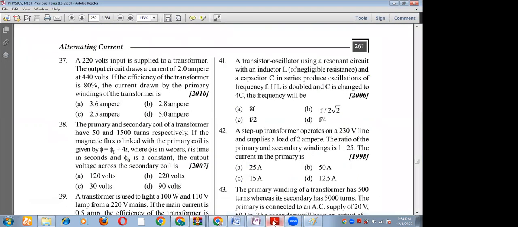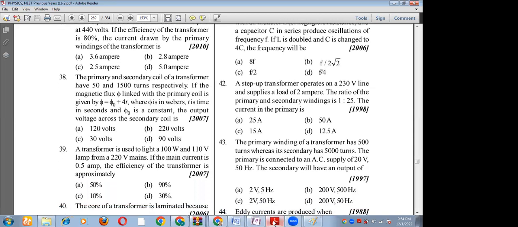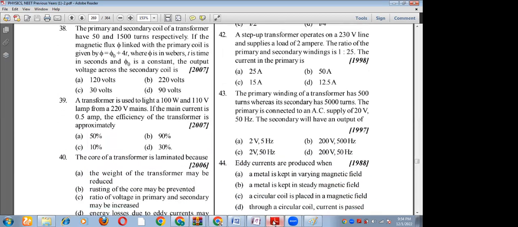Moving to the next question. Now question number 42 and 43.